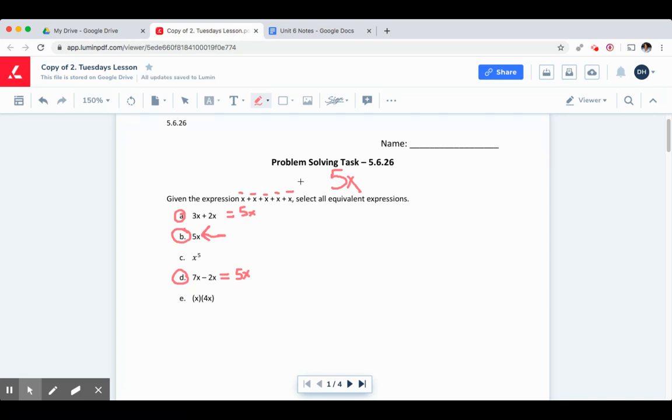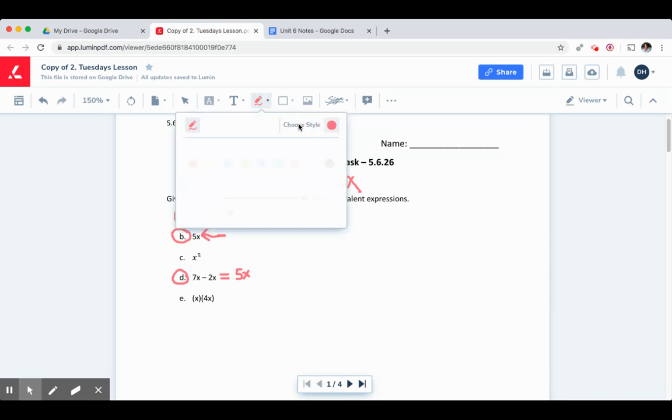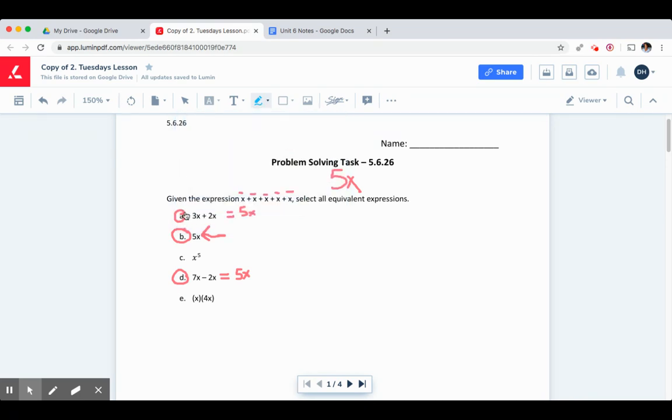Now we need to look at the other answer choices to see if they can also be equivalent to 5x. For answer choice A, it says 3x plus 2x. So this is where we're going to learn something new. In math, you can combine like terms. When you combine like terms, it means that you are either adding or subtracting terms that have the same variable. So 3x and 2x share the same variable, x. So that's why we can combine them.